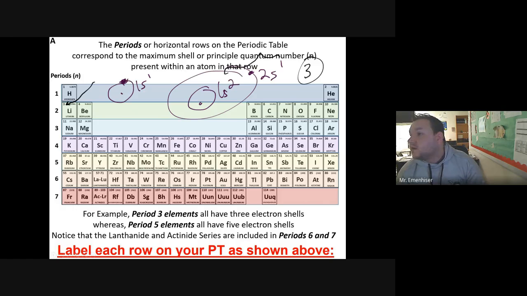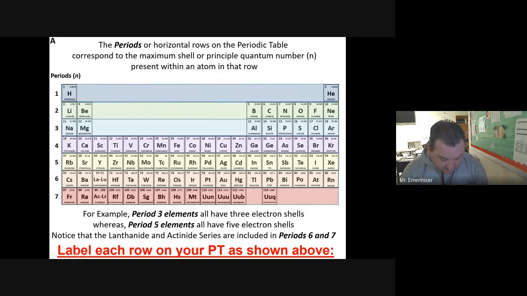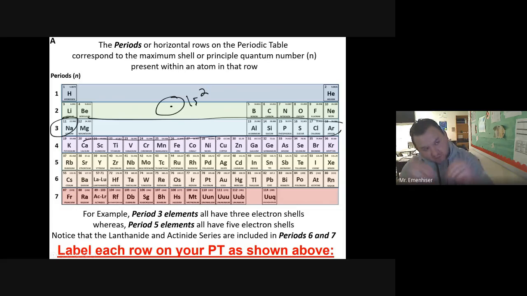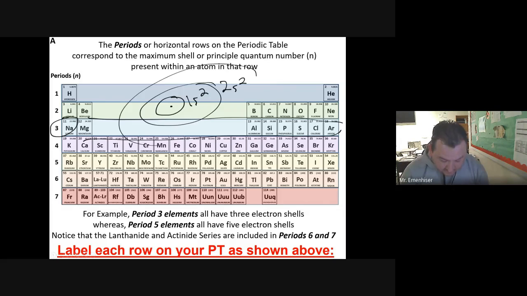Let's go to sodium. Sodium is in period 3. It's on the 3rd row of the periodic table, this blue row. There's our nucleus. There's the 1s orbital, and it's got 2 electrons in it. We put 2 electrons in that orbital first, and then we build our way out. Then we have the 2s, and it can hold 2. So 1s2, 2s2, then we have the 2p6, and then it's got 1 more shell, and that's called the 3s1.